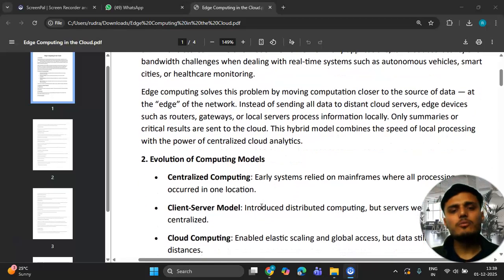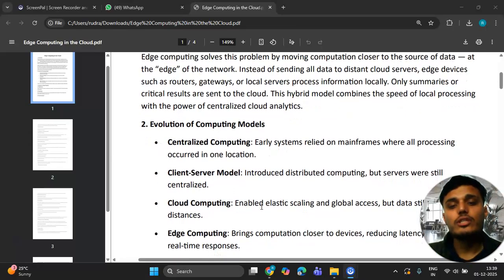Edge computing solves this problem by moving computation closer to the source of data, at the edge of the network. Instead of sending all the data to distant cloud services, devices such as routers, gateways, or local servers process information locally, and only summaries or critical results are sent to the cloud. This hybrid model combines the speed of local processing with the power of centralized cloud analytics.